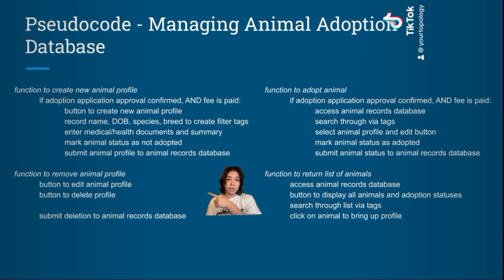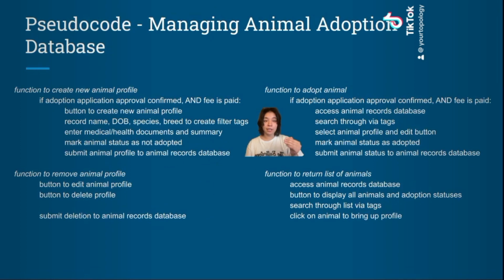In order to remove any animal profiles, first we will have to open a list of all the animals. Once we access our animal records database, we will be able to use the previously mentioned characteristics to filter the animals. Once the desired animal is found, you will have a button to edit the animal profile and a button to delete the profile. Once the deletion is submitted, it will update the animal database.